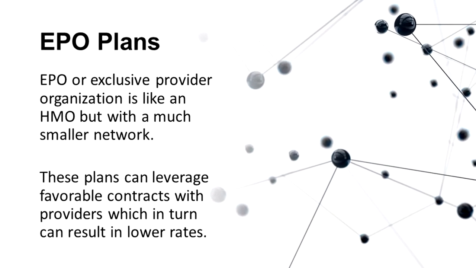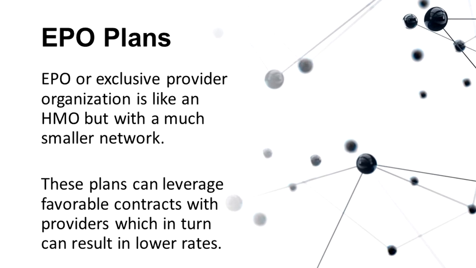EPO plans. EPO, or Exclusive Provider Organization plans, are similar to an HMO, but with a much smaller network. These plans can leverage favorable contracts with providers, which in turn can result in lower rates. EPOs are generally in-network only plans, and may only cover a small geographic area for routine and scheduled services. Like an HMO, an EPO can cover its members worldwide for accidents and emergencies.